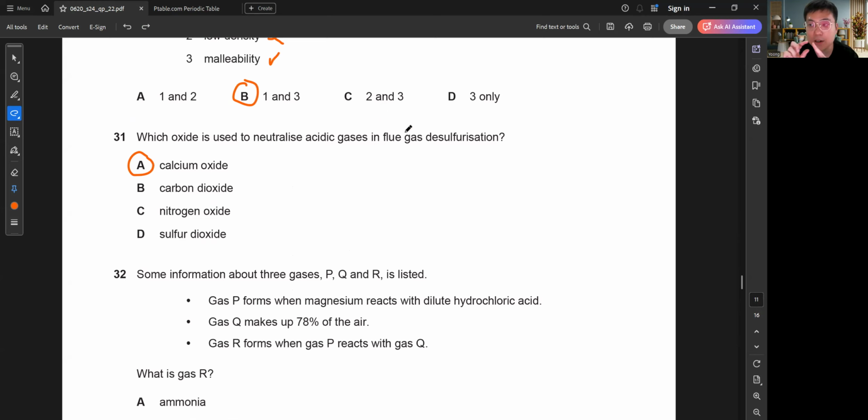There's a very clear chemical reaction, how we actually desulfurize the flue gas to take out the sulfur.